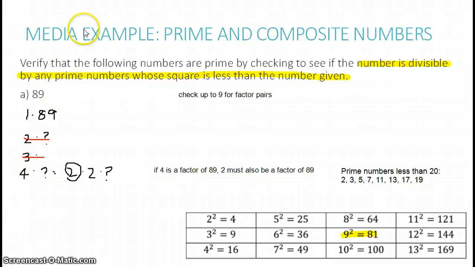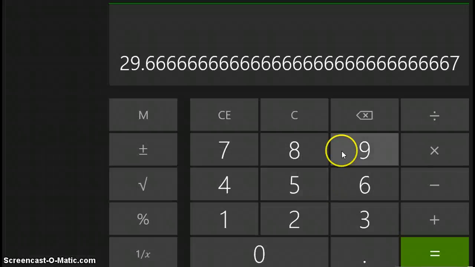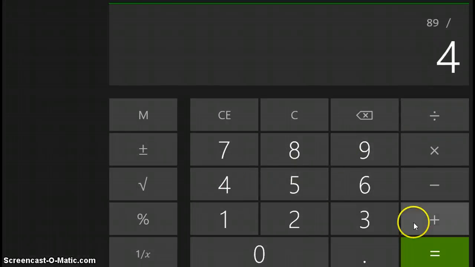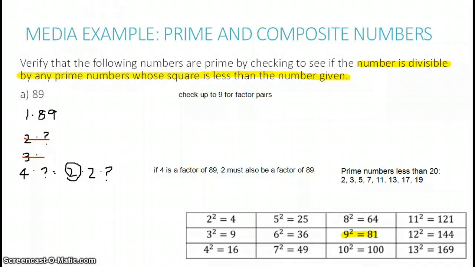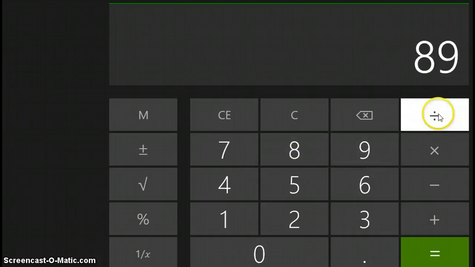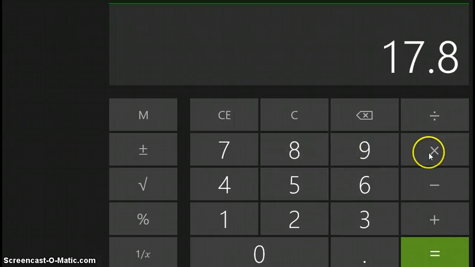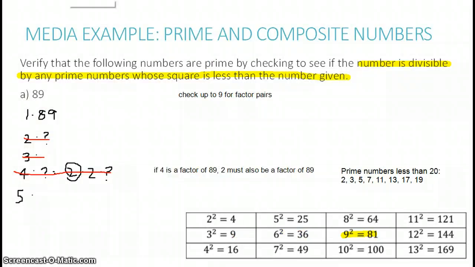So we don't have to check 4. Okay? We could check it. We'll double check it. Only takes a second. Notice we have a remainder, and that's what we'd suspect. Okay. Now let's check 5. So we can see 89 doesn't end in a 0 or a 5, so it's not going to be divisible by 5. But we just verified that. There's a decimal, so there's a remainder. So it is not divisible by 5.